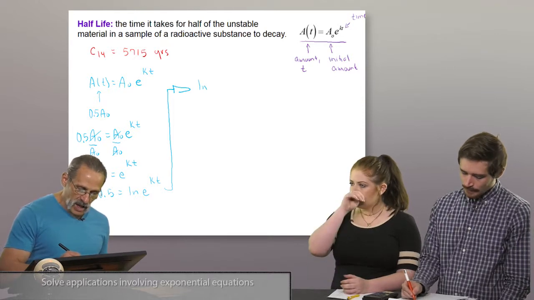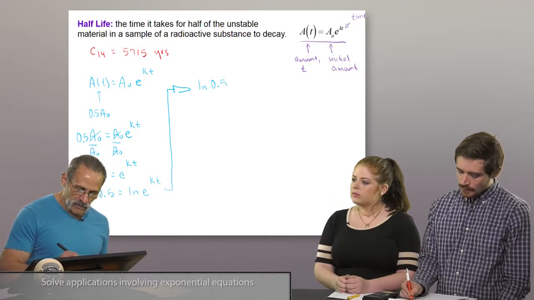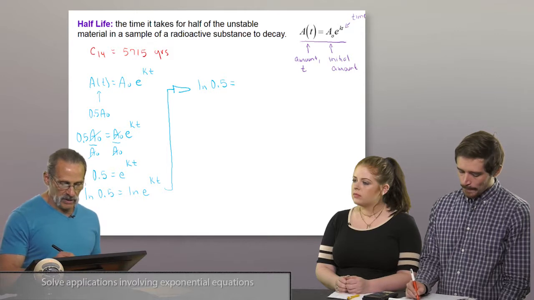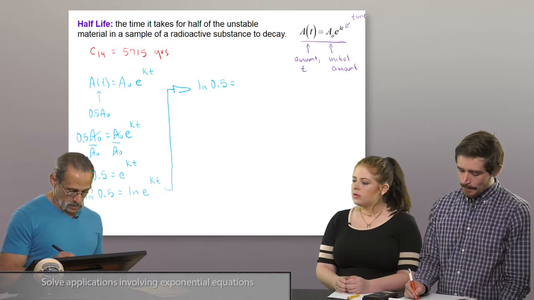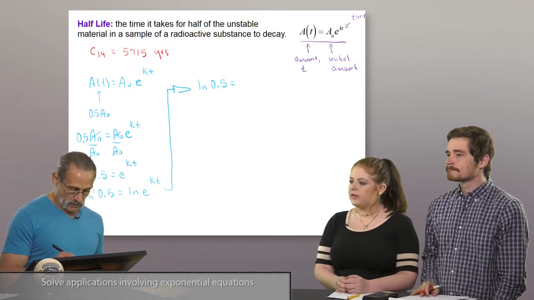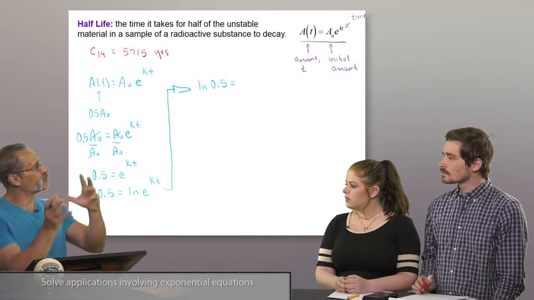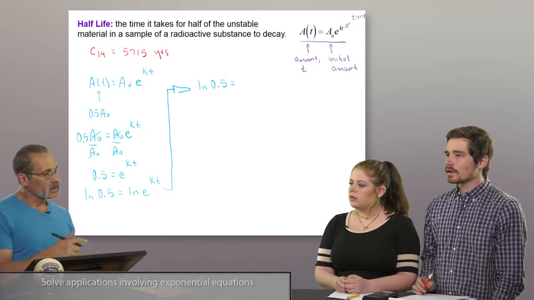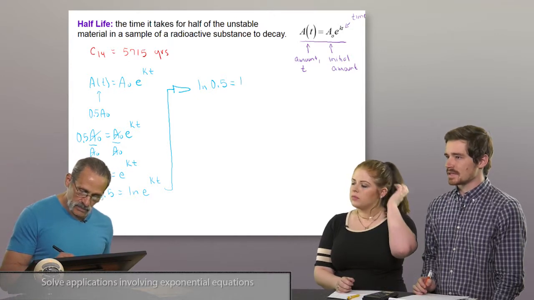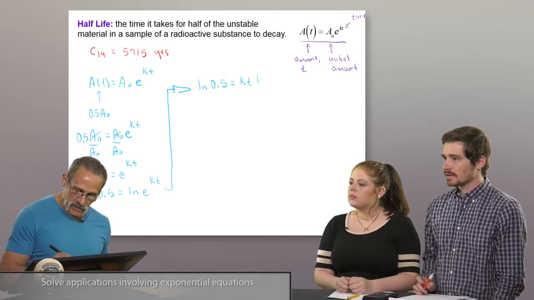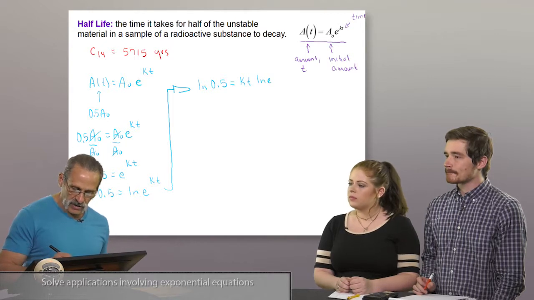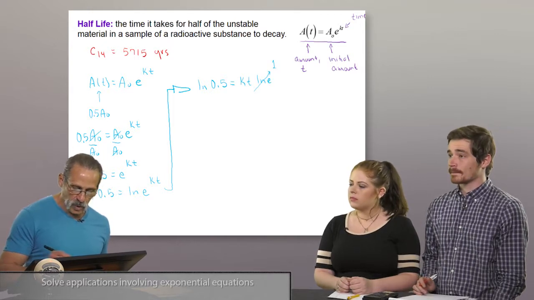So the natural log of 0.5 is equal to ln of e to the kt. The reason I took the natural log is so I could bring that exponent out front. So it would be kt times the natural log of e. I know what the natural log of e is. The natural log of e is 1.